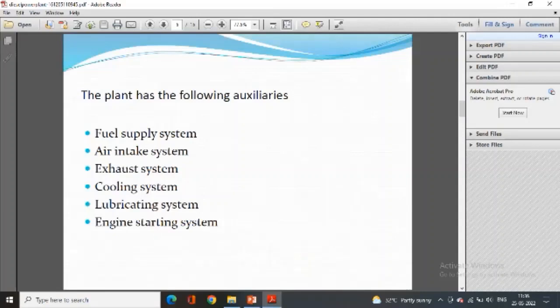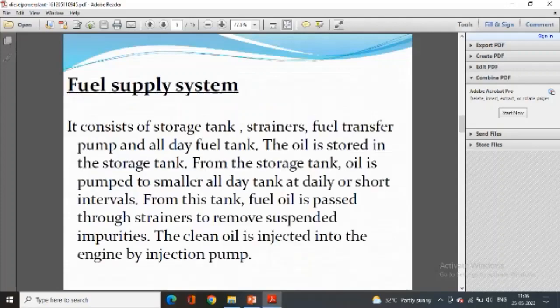The diesel power plant has the following auxiliaries. First is fuel supply system, then air intake system, exhaust system, cooling system, lubricating system, and engine starting system. We can see one by one. First one is fuel supply system.